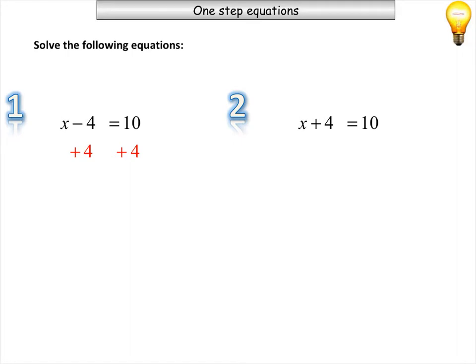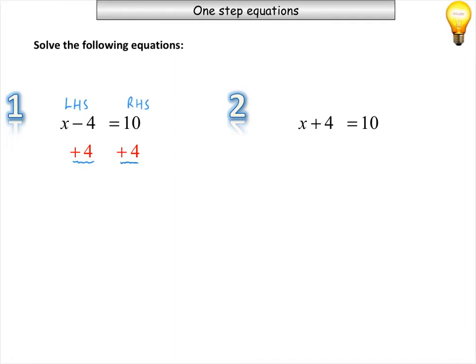Now, the inverse of this take away 4 we've been practicing is adding 4. So we're going to add 4 to both sides of the equation. One side of the equation in this problem is the left-hand side of the equals, and we've got the right-hand side. When we've added 4 to the left-hand side, we need to balance the equation by adding 4 to the right-hand side as well. You need to do the same thing to both sides.